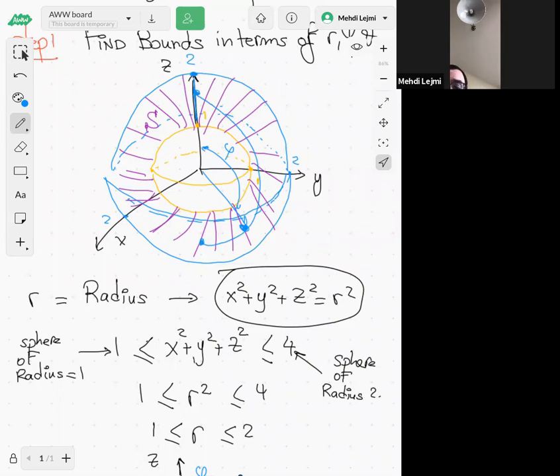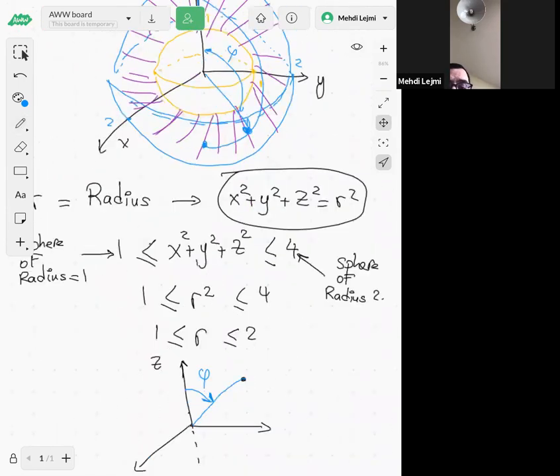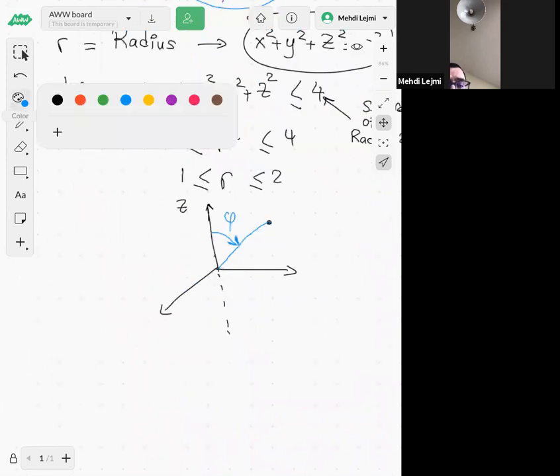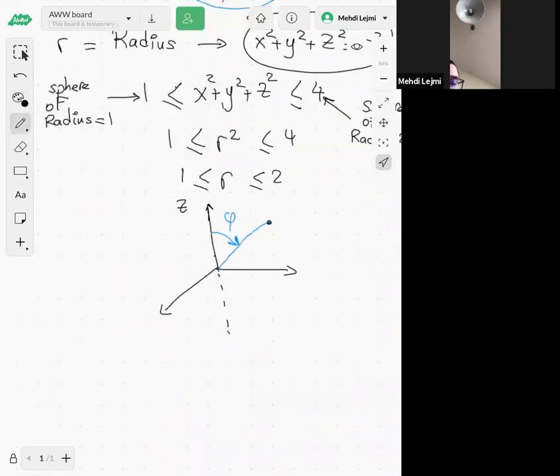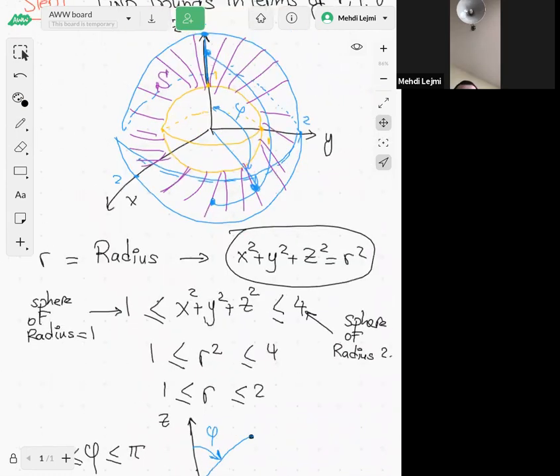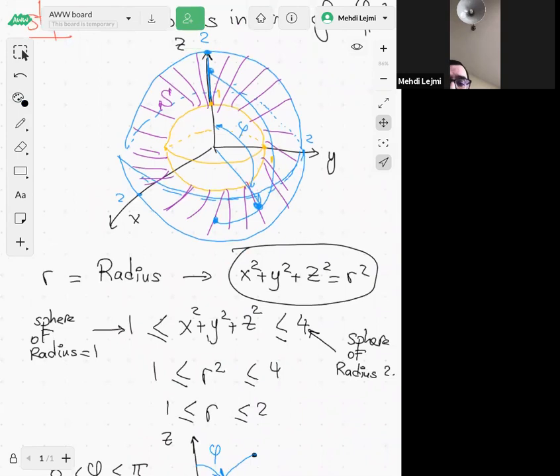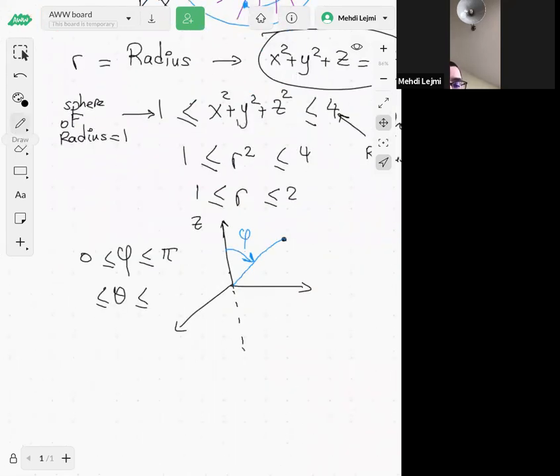The same thing for theta. Theta here, there's no restriction on theta. So phi is between 0 and pi. Theta is between... So if you take a look at your projection into the xy plane, you have full circles. So there's no restriction on theta. So your theta is supposed to be between 0 and 2 pi.